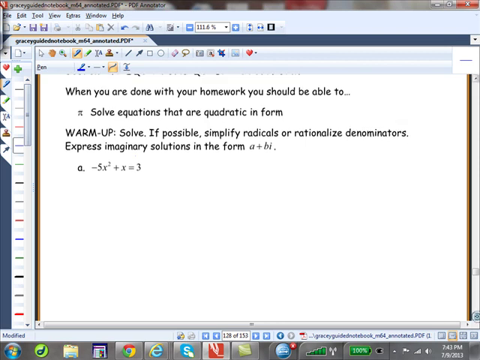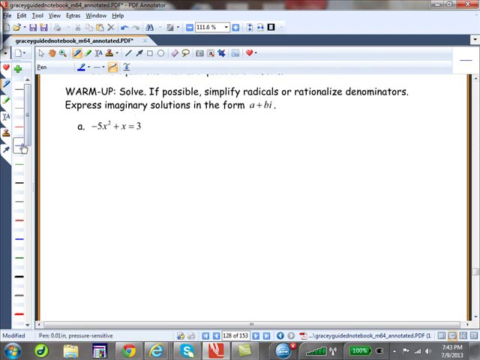All right, let's see how you did. For the first one, I'm going to get 0 on one side by subtracting 3 from both sides, and then we'll have an equation in the proper format. It's quadratic and it has 0 on one side. So our A is -5, our B is 1, and our C is -3. I'll use the quadratic formula. So x will be the opposite of b plus or minus the square root of b squared minus 4 times a times c, all over 2 times a.